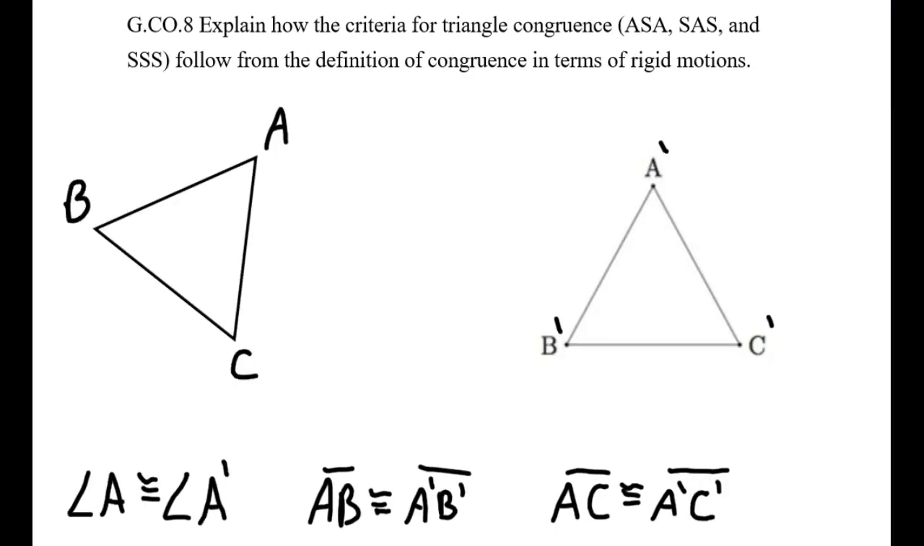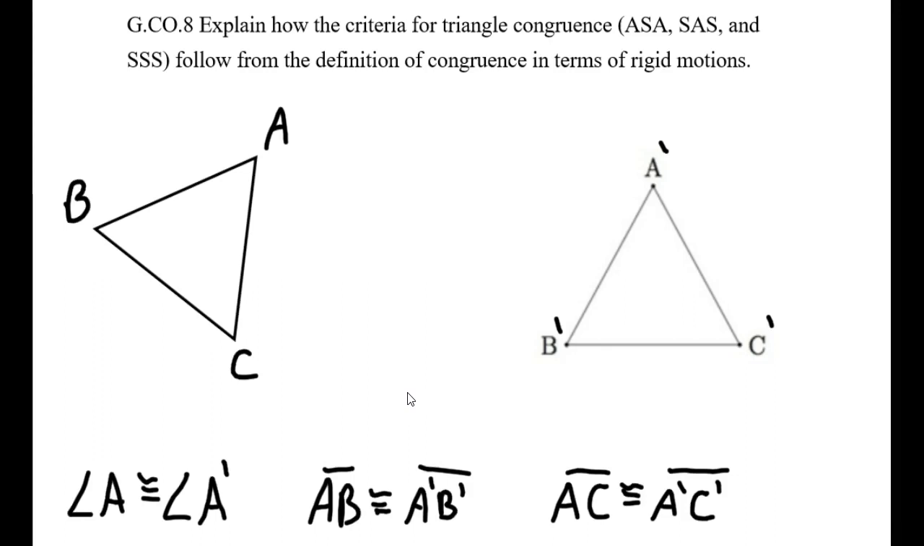The second standard from this lesson is going to be very similar. Explain how the criteria for triangle congruence, angle-side-side and side-side-side, follow from the definition of congruence in terms of rigid motions. Suppose we have the following triangles. We have triangle ABC, then we have triangle A prime, B prime, and C prime. We're provided with three pieces of information. We know angle A is congruent to angle A prime, side AB is congruent to side A prime B prime, and side AC is congruent to side A prime C prime.